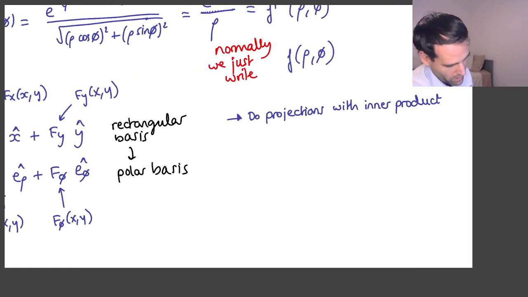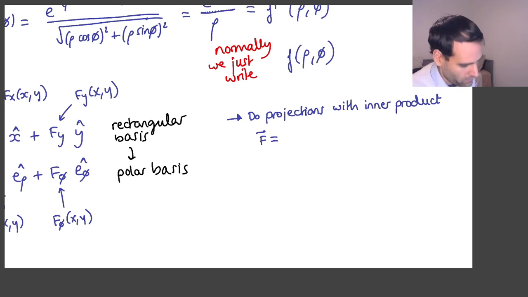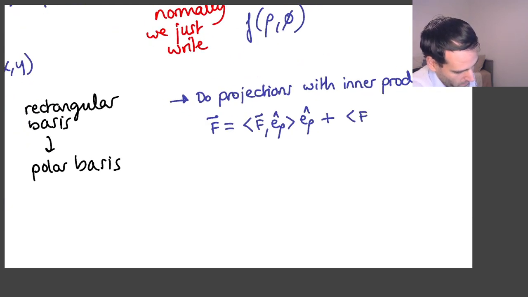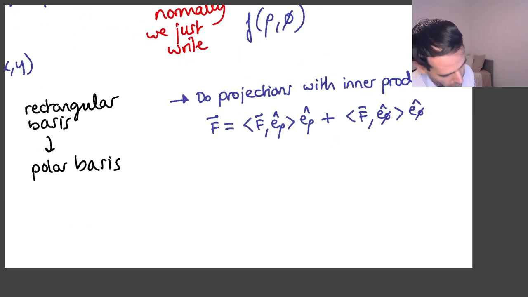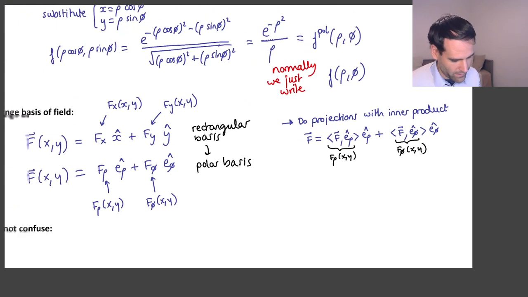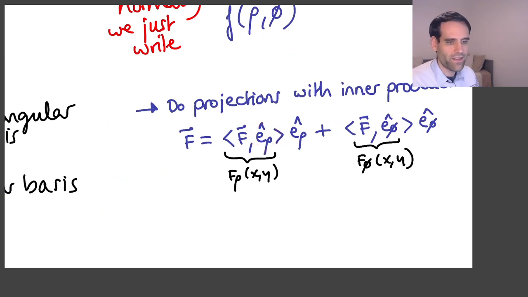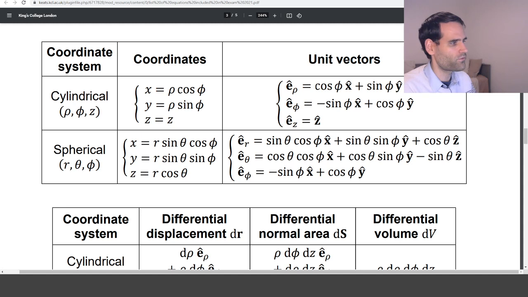So f is equal to the projection of f into the direction e_rho, which is f inner product with e_rho hat times e_rho hat, plus the projection of f into e_phi, which is f inner product with e_phi hat times e_phi hat. Okay, so these will be our new functions, f_rho of x, y and f_phi of x, y. So this is how we can find these two functions, by doing an inner product with the corresponding unit vectors. And remember, the unit vectors are given in the list of useful equations always. Yeah. So you have the unit vectors here for polar coordinates.